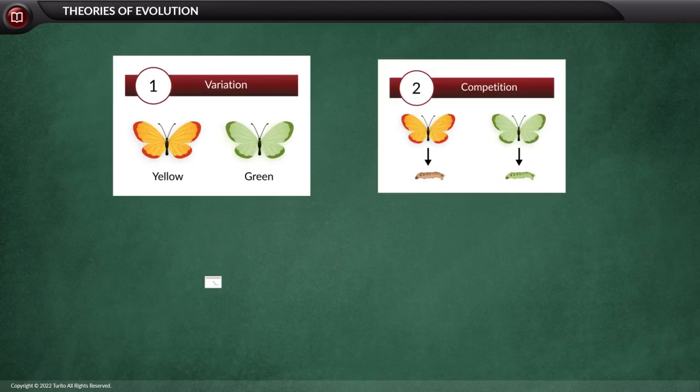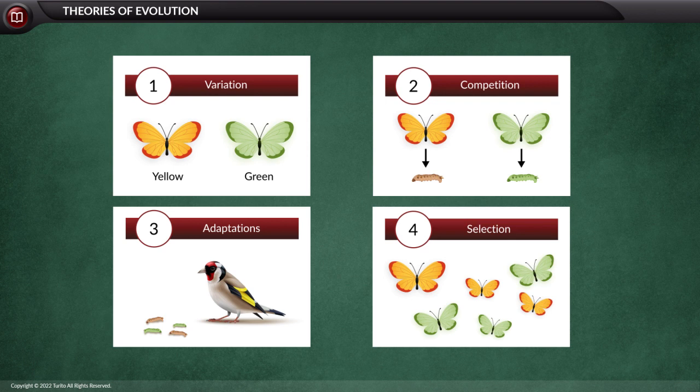The most important aspect of Darwin's theory is the concept of survival of the fittest and natural selection. He said only the organisms which possess useful variations are selected in nature and are allowed to breed. These variations, when accumulated for a long time, lead to the origin of new species.